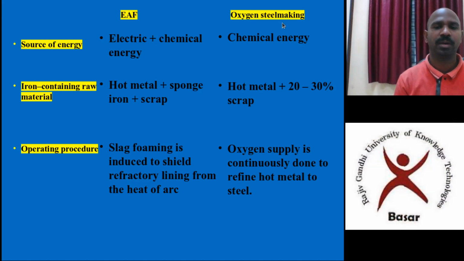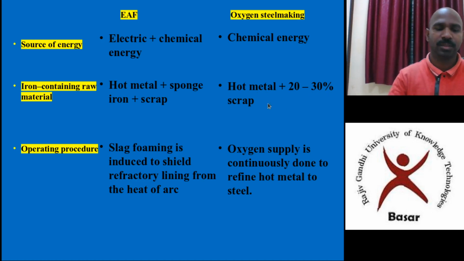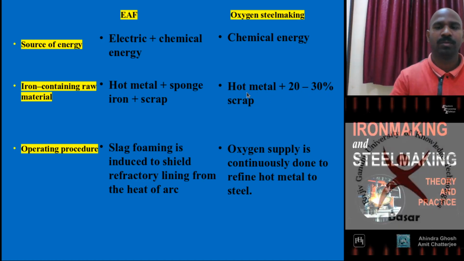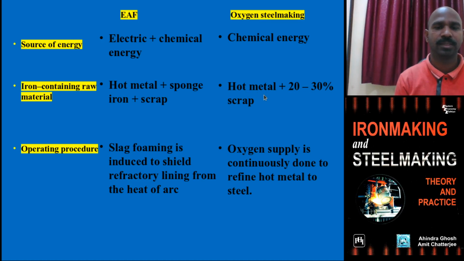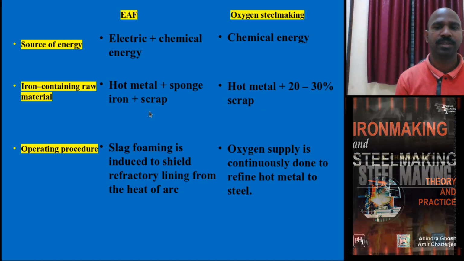In the case of oxygen steel making, hot metal with a 20 to 30% scrap combination is preferred. Liquid pig iron and 20 to 30% of steel scrap is allowed. This scrap is nothing but steel scrap.